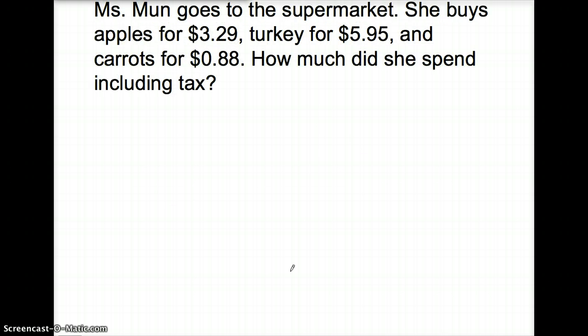Here's another scenario. Miss Munn goes to the supermarket. She buys apples for $3.29, turkey for $5.95, and carrots for 88 cents. How much did she spend including tax? Now we have to remember that if we're adding decimals, we need to line up the decimal.